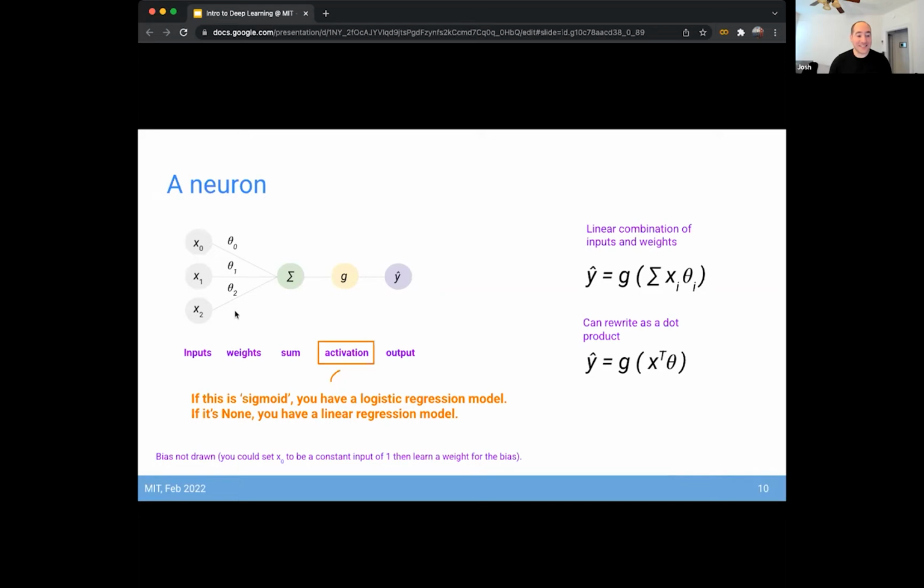And basically, in the neural network, the weights begin life as small random values, and we adjust them over time using gradient descent. What a single neuron does is it takes a linear combination of the inputs and the weights, and so basically we have some number. And this number could be between negative infinity and positive infinity.